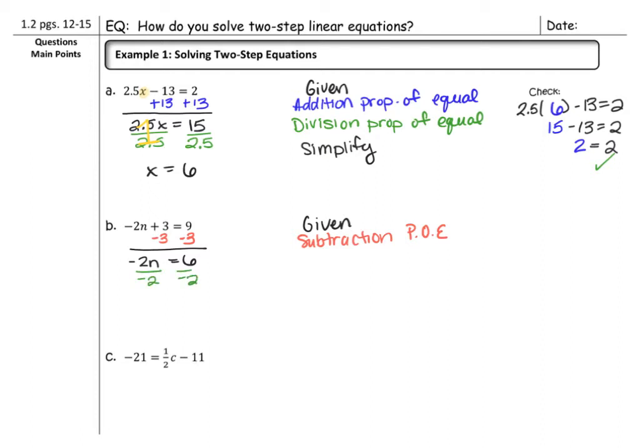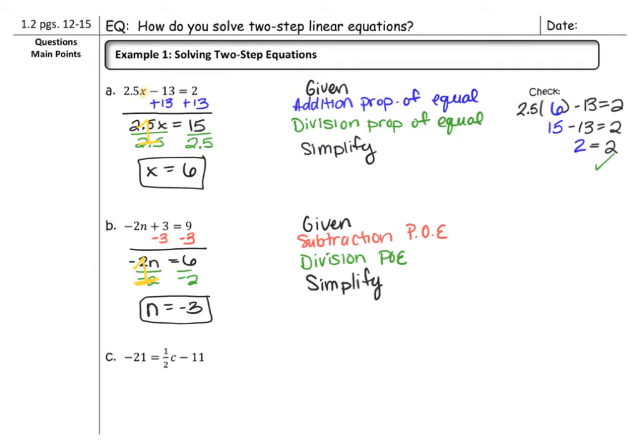A lot of people always forget the negative. Make sure you carry that with the negative 2. And this is the division property of equality. After I divide by negative 2 on each side, this negative 2 and this negative 2 will divide out to a 1, leaving me with just n. And then 6 divided by negative 2 is negative 3. So you just want to make sure you're checking your signs, because that seems to be something that a lot of kids will forget.